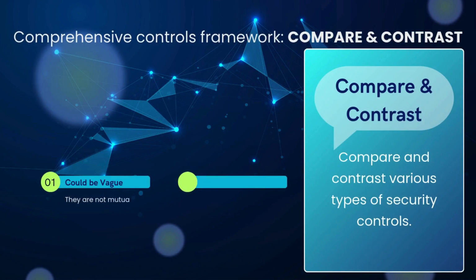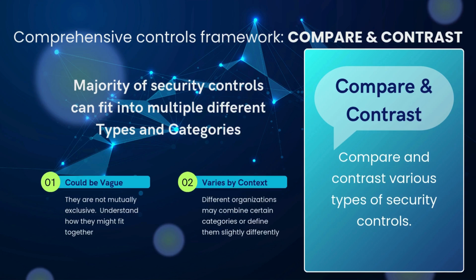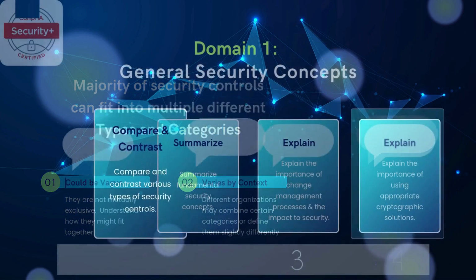While it's necessary to learn the definitions of all of these categories and control types individually, it's also important to know that they are not mutually exclusive and to understand how they might fit together. You should also know that it is quite vague and that the majority of the controls can fit in multiple categories anyway, as well as different types. It all depends on the context of the use. Also note that it's different for many organizations because they might decide to combine certain categories or define them slightly differently. So that's about it for objective 1.1.